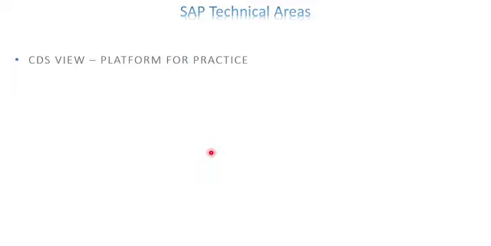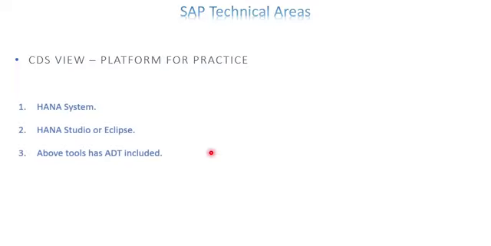Now, the platform to practice. This is for the people who want to learn CDS and need something to practice. In SAP, if you are not practicing, only theory is not going to be useful. So you have two options to practice. One is you need a HANA system. It may be your company system or a client system, and you need HANA Studio or Eclipse. That is the tool to access your HANA related information or HANA related developments.